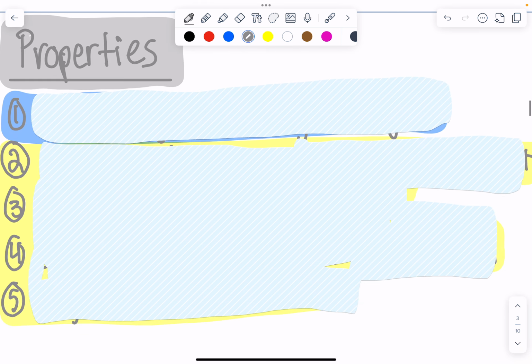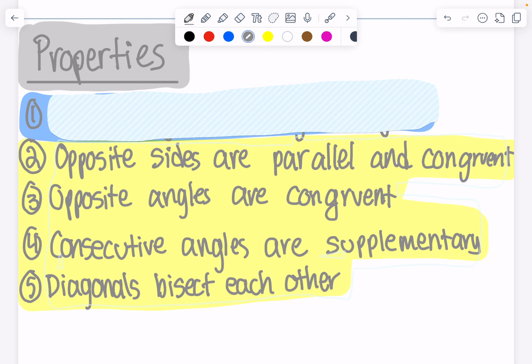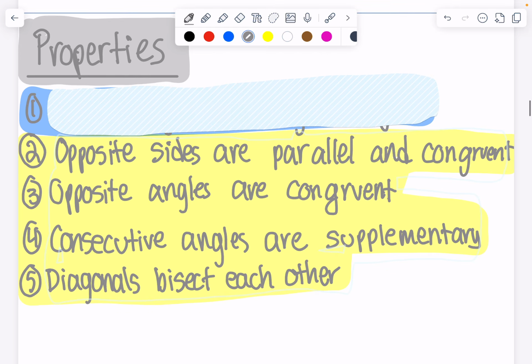And speaking of properties of parallelograms, I'm going to first show you guys the 4 that we talked about for parallelograms. As I mentioned, all of those apply, so we know parallelograms have opposite sides that are parallel and congruent, angles are congruent, consecutive angles are supplementary, and the diagonals bisect each other. All of those are going to apply for rectangles, so I suggest writing those down.